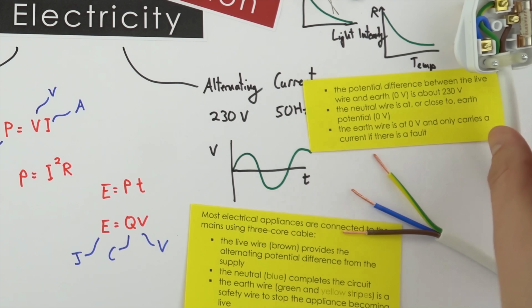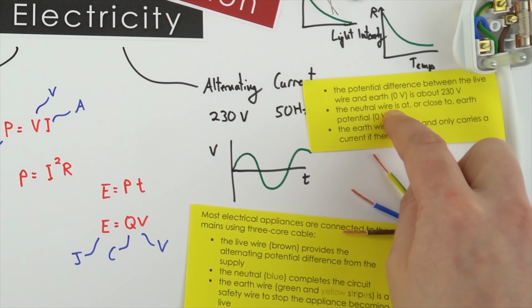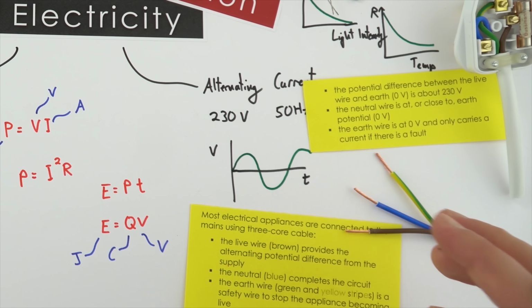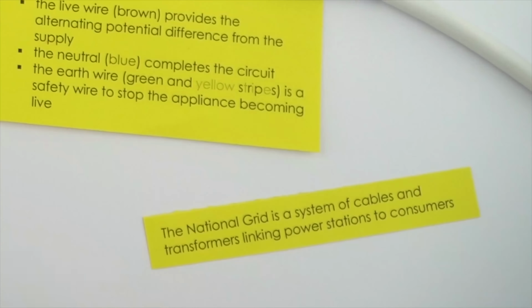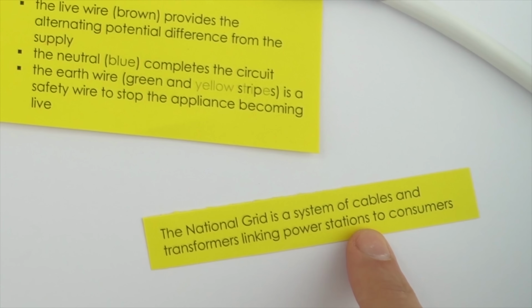So you need to remember some of these facts about an alternating supply, especially the household supply that we have in the UK. Now, the other thing that means that AC is really useful is it allows us to transfer energy over large distances, or transfer electricity over large distances, by using the national grid. So the national grid is a system of cables and transformers that link power stations to consumers.